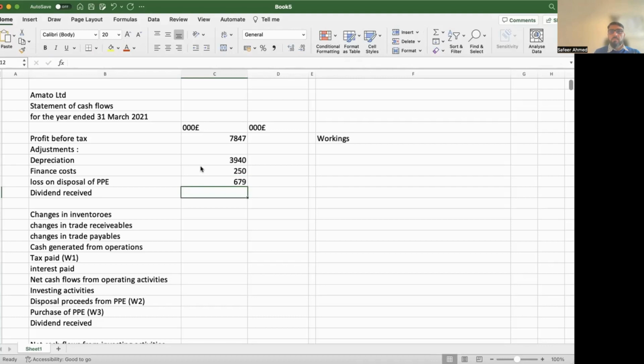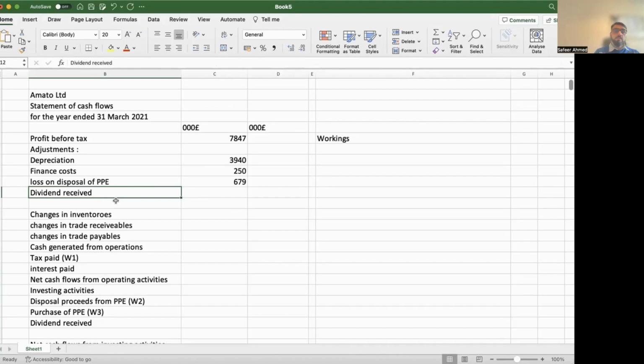Dividend received, we will be deducting from here because it's a non-operating income. So remember, non-cash income and non-operating income, we have to deduct it from here. Non-cash income, of course, in terms of money, we haven't received anything, but non-operating income means that we need to allocate it in the correct place. So the correct place for the dividend received in this case is investing, because remember, it's investing activity.